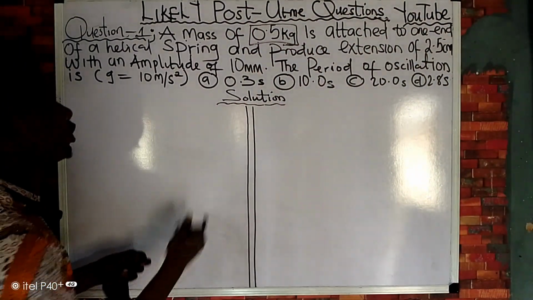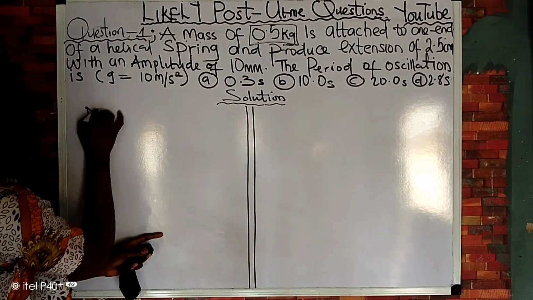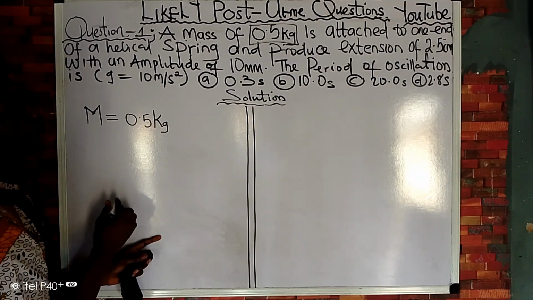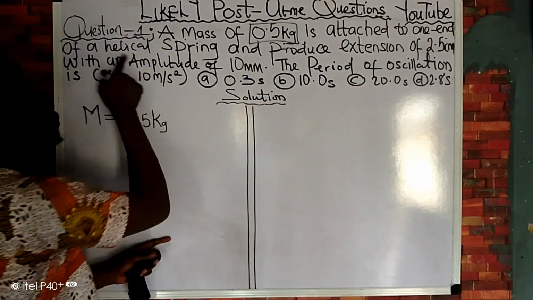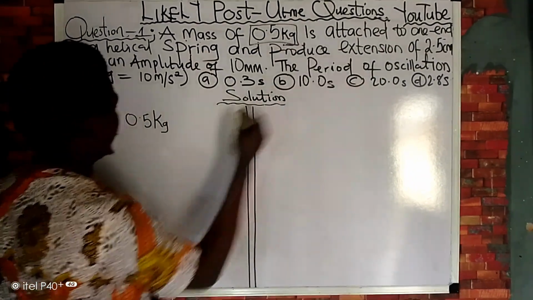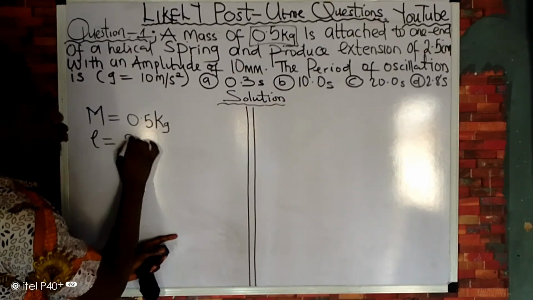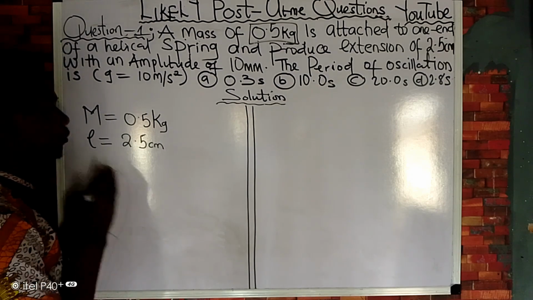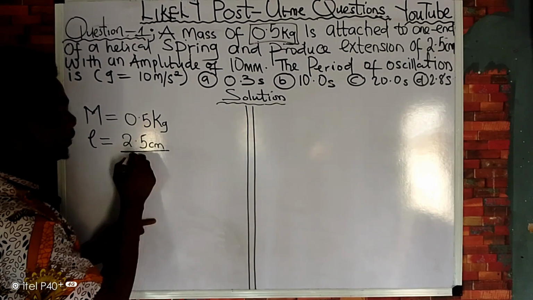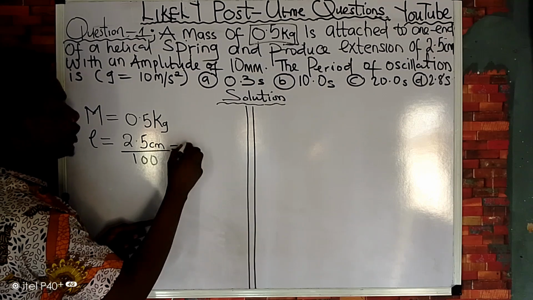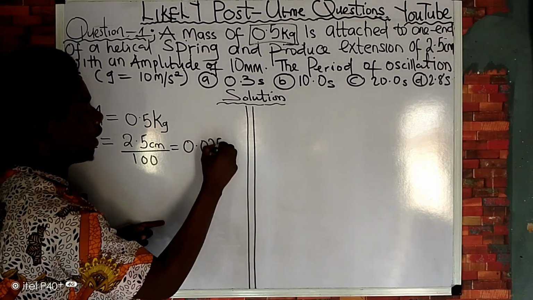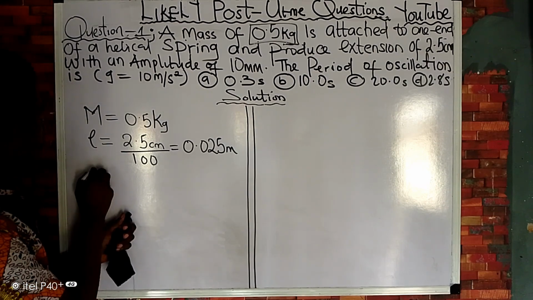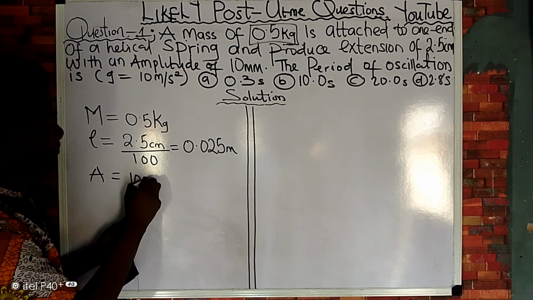Now let us solve this question. The mass given to us is 0.5 kilogram, attached to one end of a helical spring and produces an extension. The extension is 2.5 centimeter. As usual, we have to convert from centimeter to meter by dividing the value by 100, and that will give us 0.025 meter. With an amplitude, your amplitude for this question is 10 millimeter.